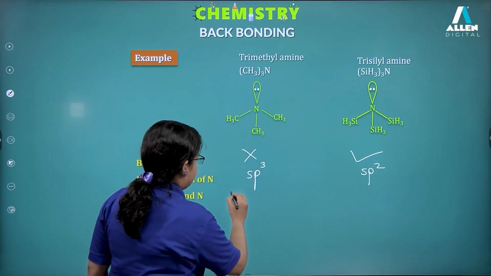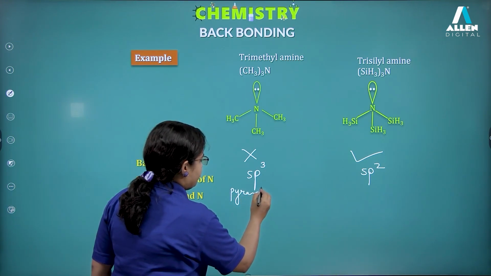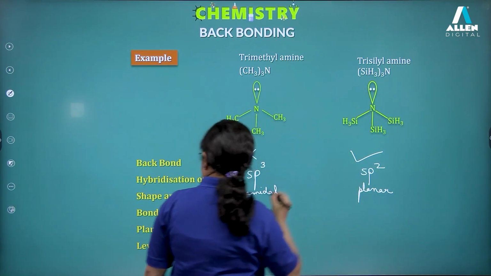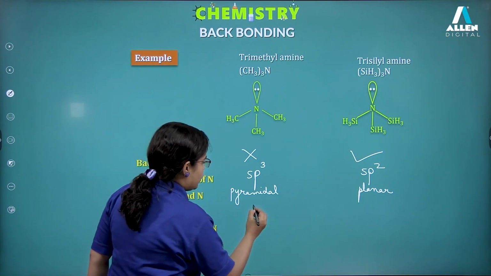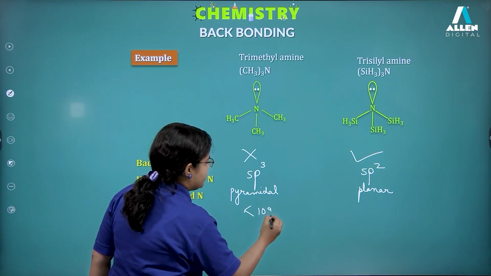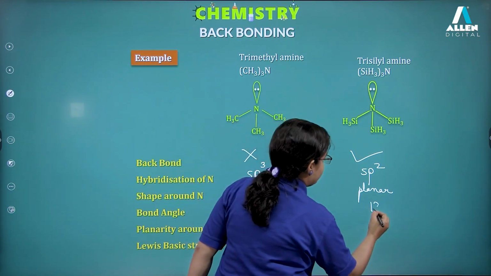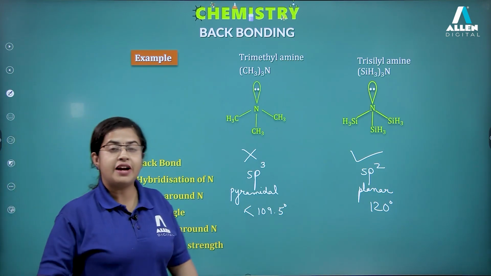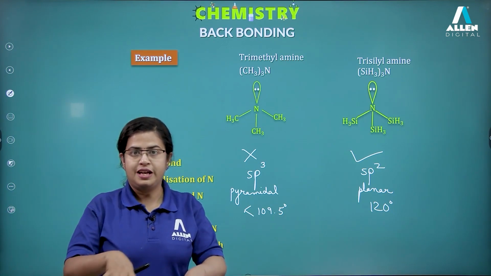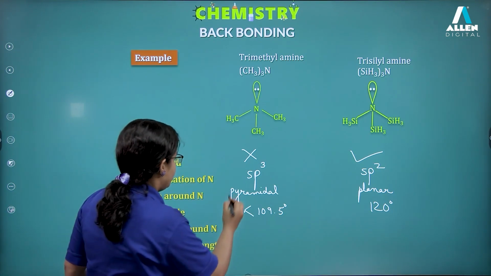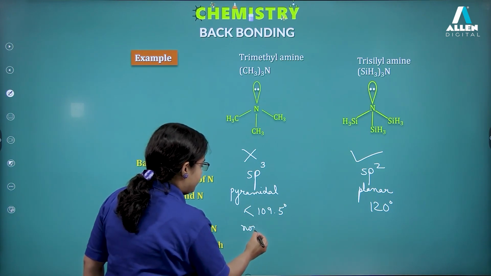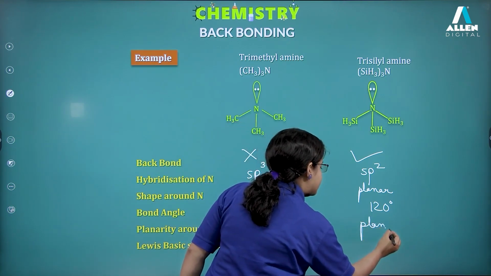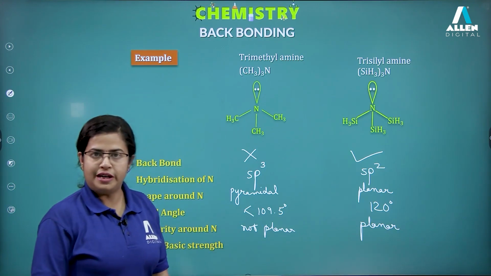Shape is pyramidal, while it's trigonal planar due to back bonding. Bond angle is slightly less than 109.5 here. Here it's 120 degrees. Now, planarity around nitrogen. If I consider the lone pair, it has a pyramidal shape, so it's not planar, whereas it's a planar molecule considering the back bonding here.